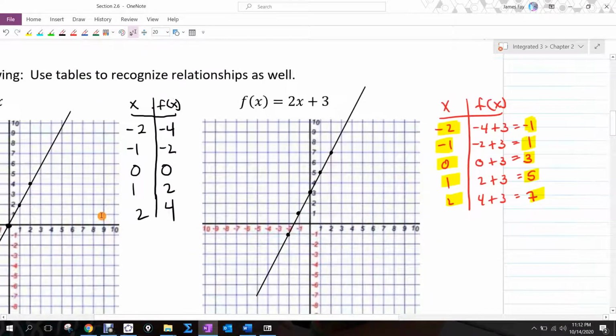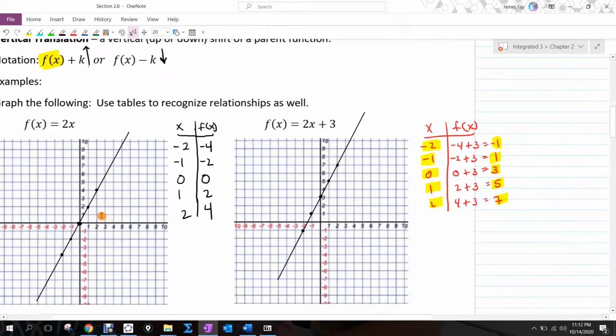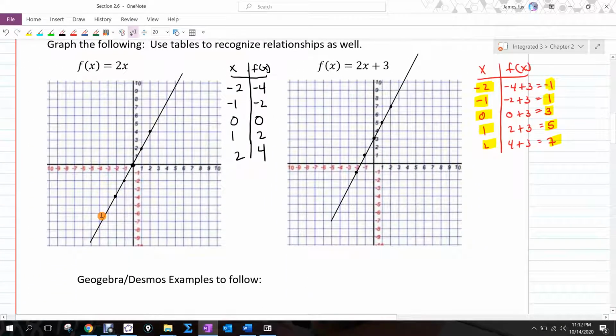Alright, so what we see here then is that these two lines are very similar to one another. Okay. And the way that this line here is actually generated is if I know what 2x looks like, then all this plus 3, I said that when we add, it's that plus, that's the plus k. So this is f of x here, so this would be f of x plus k.